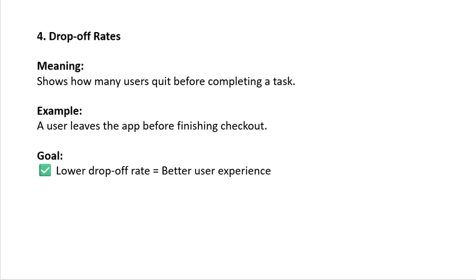Fifth is conversion rate. This measures how many users successfully complete a goal. Examples are users who complete a purchase, book an appointment, or submit a form. The goal is a higher conversion rate, which means a better design.